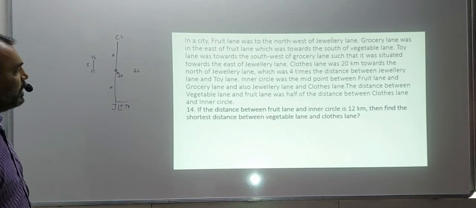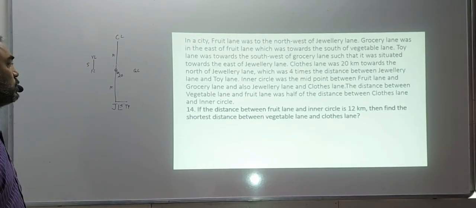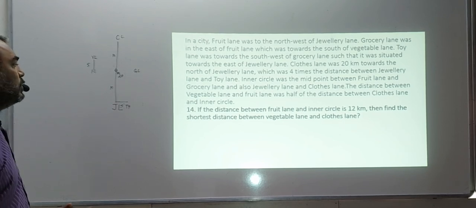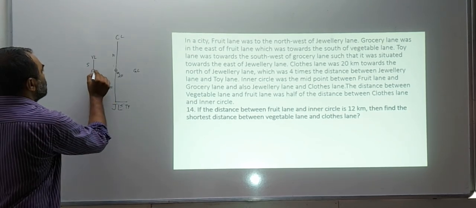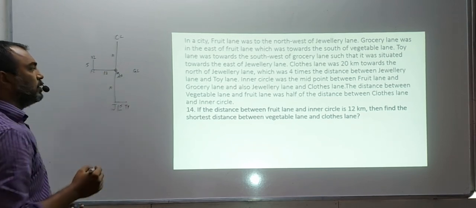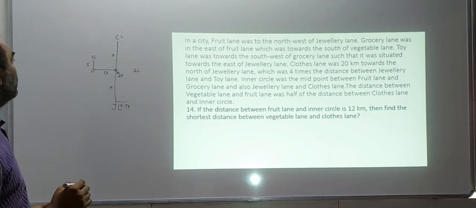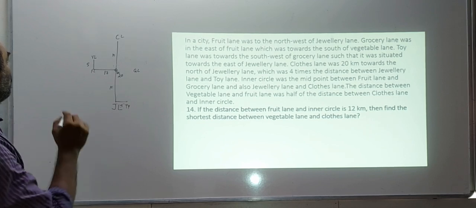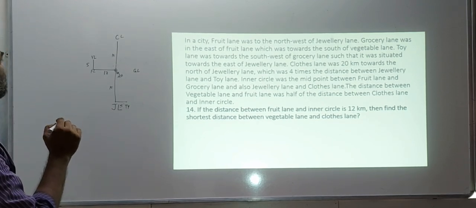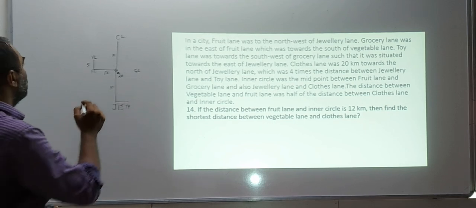On the same data, the next question. If the distance between fruit lane and inner circle is 12 km. This is 12 km. Find the shortest distance between vegetable lane and clothes lane. We will find this.